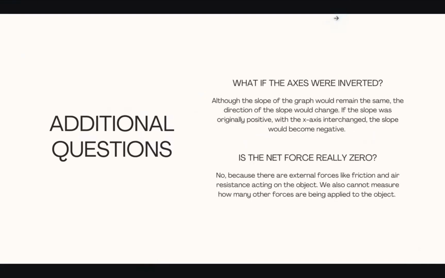Additional questions: what if the axes were inverted? Although the magnitude of the slope of the graph would remain the same, the direction of the slope would change. So if the slope was originally positive, with the axes interchanged, the slope would become negative. Is the net force really zero? No, because there are external forces like friction and air resistance acting on the object. We also cannot measure how many other forces are being applied to the object.